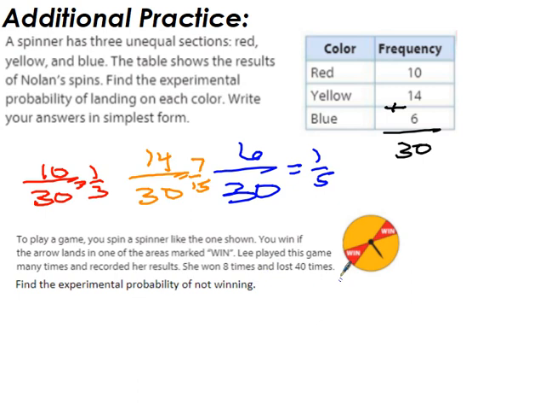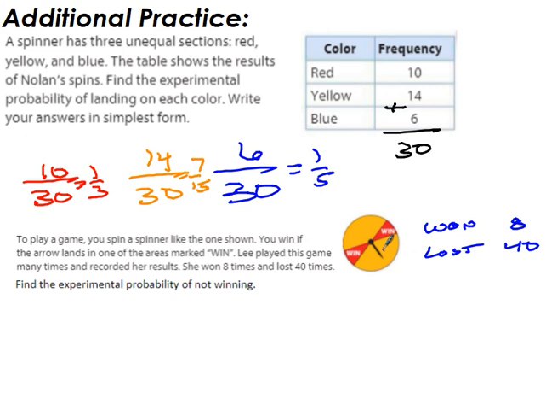Okay, to play a game, you spin a spinner like the one shown. You win if the arrow lands on the sections marked win. So you got these two small win sections. You got the big section that's not win. Lee played this game many times and recorded her results. She won 8 times. She lost 40. So I'm writing down what's going on here. She won 8 times, lost 40 times.